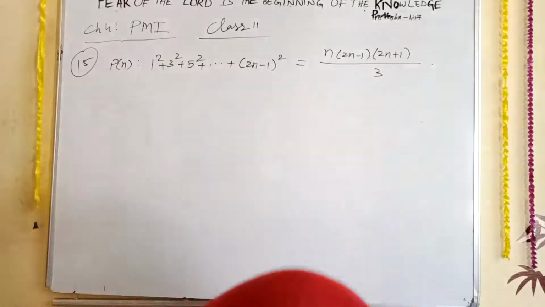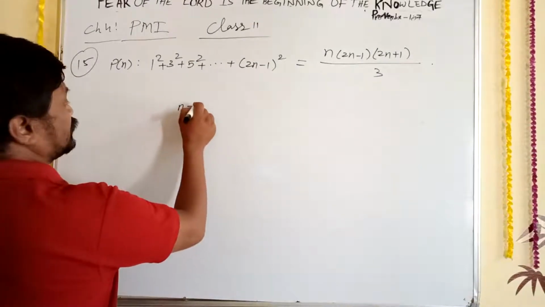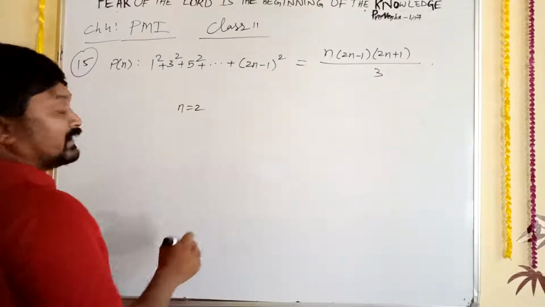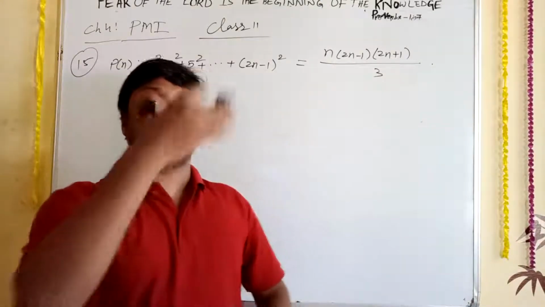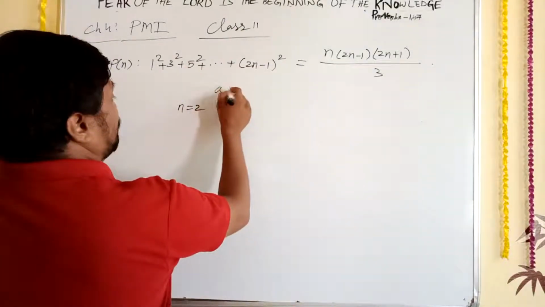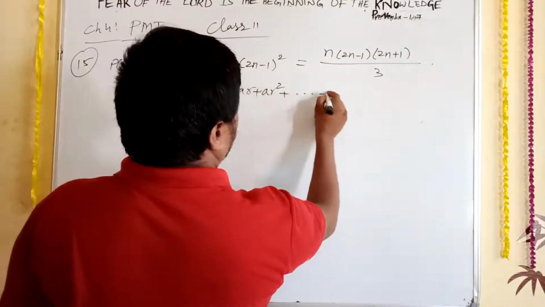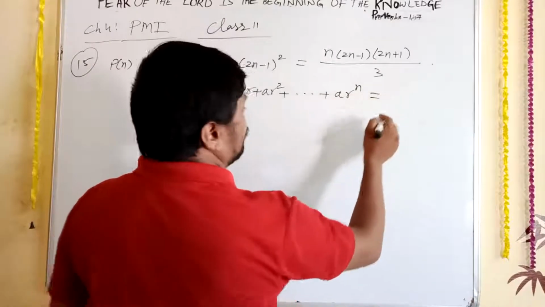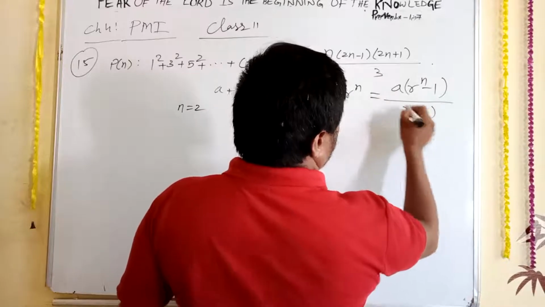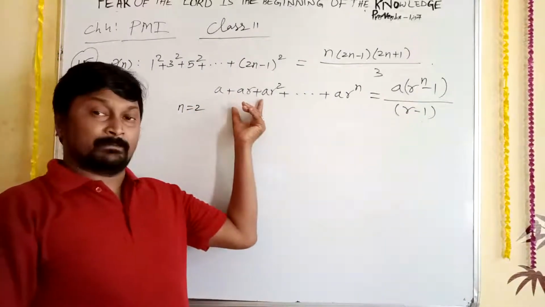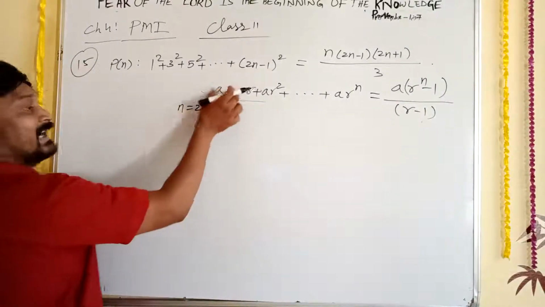Thank you, God. All right, Samuel, you asked me one question about n is equal to 2, how to prove. Here n is equal to 2 means we have to take two terms, because it is a summation. A plus ar plus ar square and so on plus ar to the power of n minus 1 equals a times (r to the power of n minus 1) upon r minus 1. This is your formula. It is a summation, so n is equal to 2 means you take two terms, a and ar.